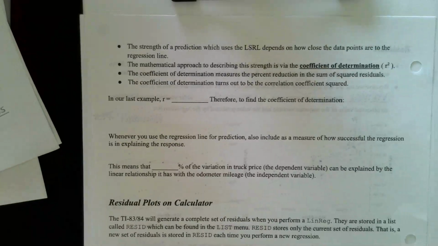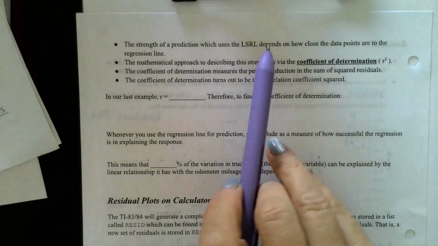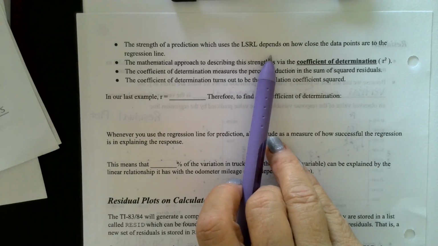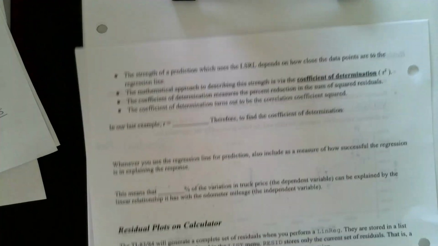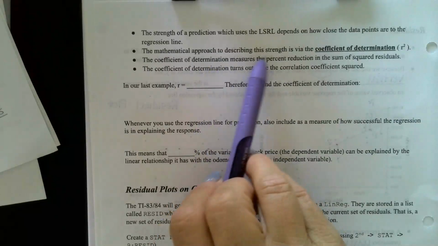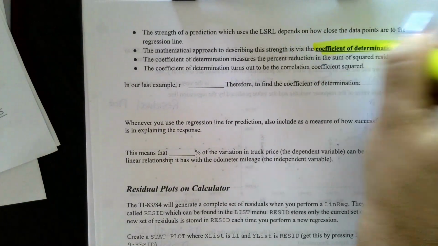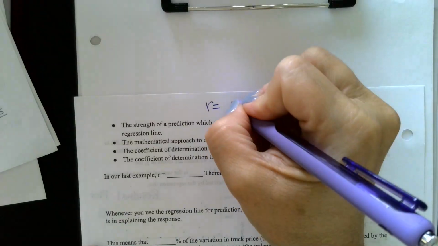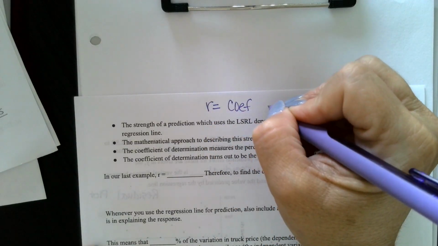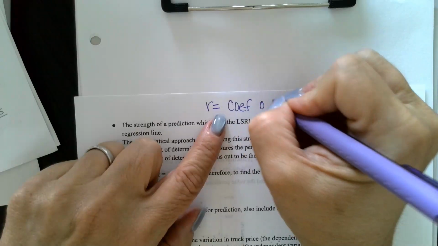So prediction lines. We're still talking about prediction lines here. So what we have, it says the strength of the line depends on how close the data points are to the regression line. Well, that makes sense, right? So the strength of this prediction line, we want the values to be as close as possible. So the mathematical approach to describing this is called the coefficient of determination. So we need to create probably a chart in the classroom. So the other day we did the R value, and we said that the R value was the coefficient of correlation.